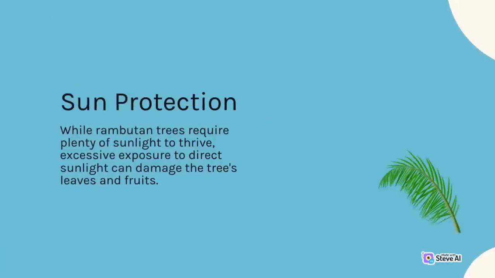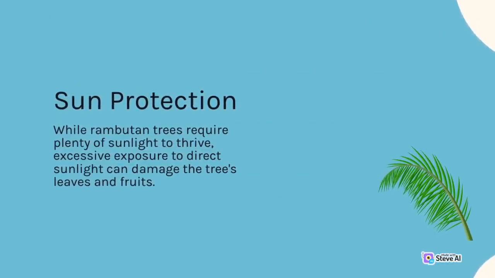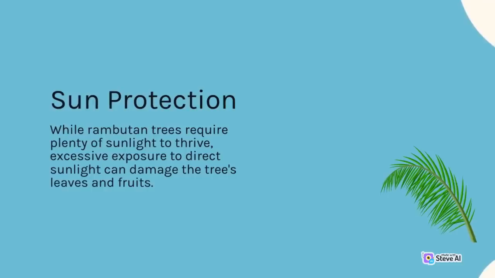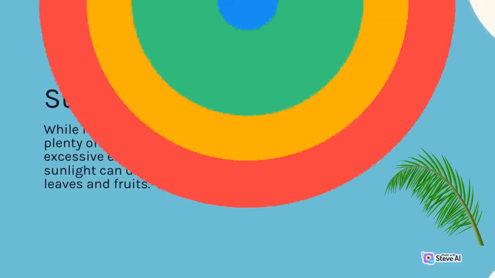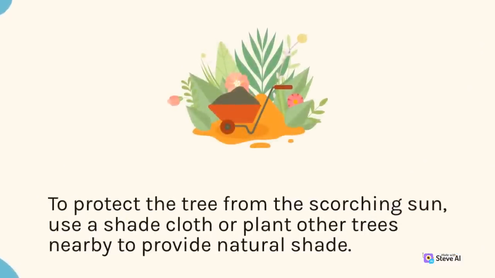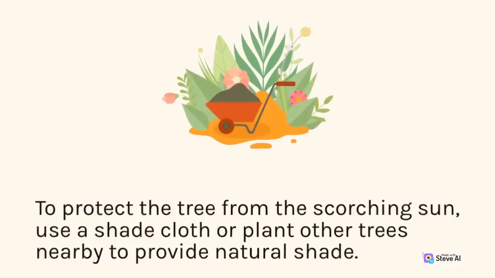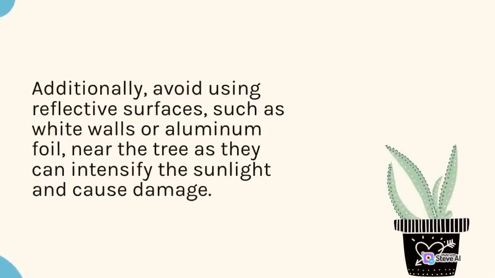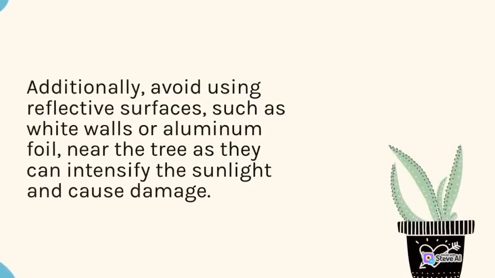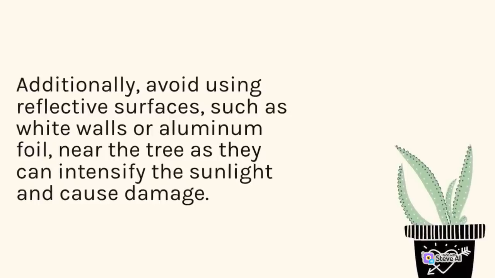Sun protection. While rambutan trees require plenty of sunlight to thrive, excessive exposure to direct sunlight can damage the tree's leaves and fruits. To protect the tree from the scorching sun, use a shade cloth or plant other trees nearby to provide natural shade. Additionally, avoid using reflective surfaces, such as white walls or aluminum foil, near the tree as they can intensify the sunlight and cause damage.